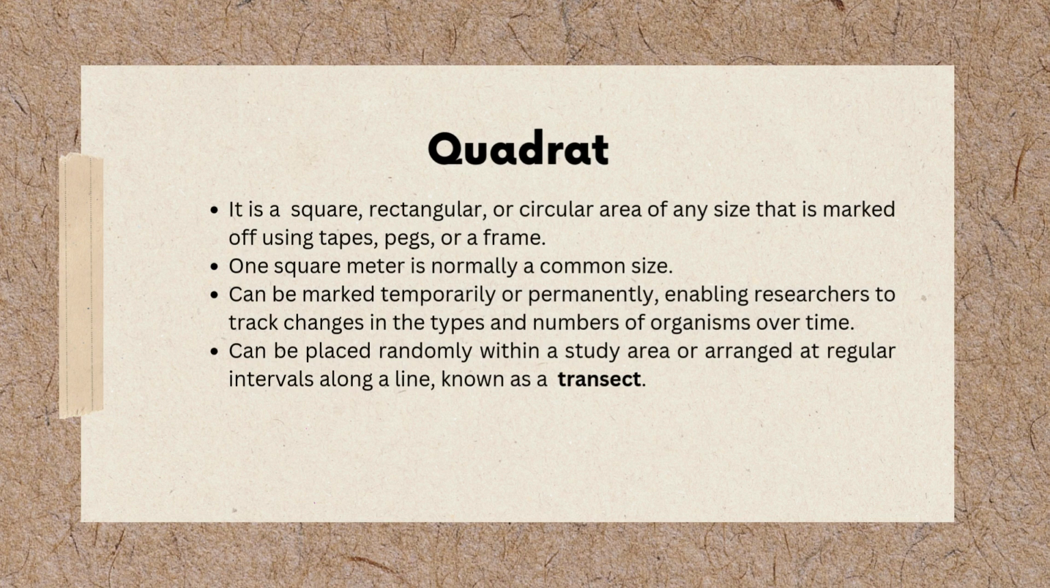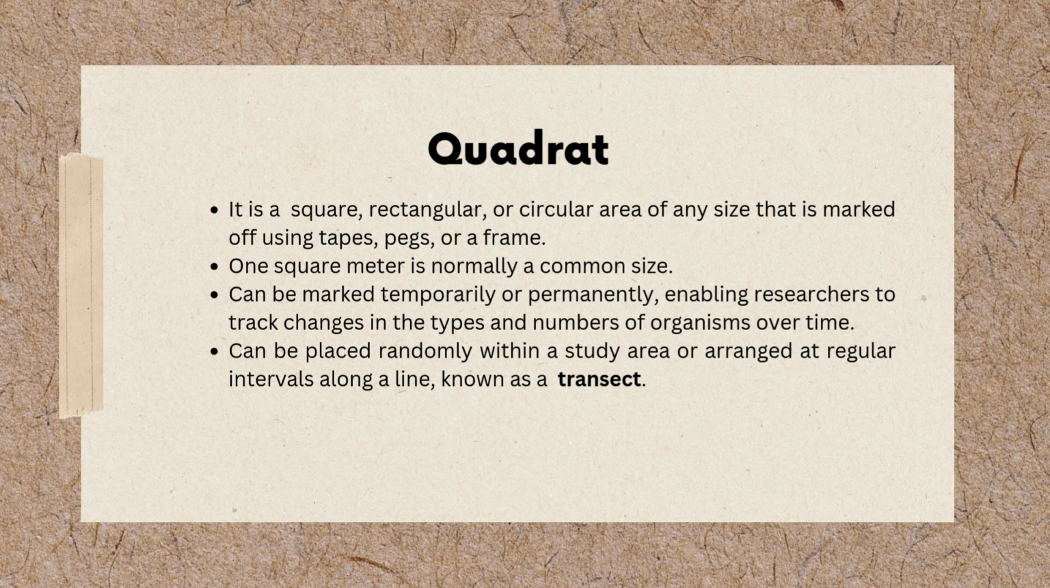Quadrats can be marked temporarily or permanently, enabling researchers to track changes in the types and numbers of organisms over time. For example, quadrats in a garden can be regularly monitored to study the growth of plants such as weeds. They can also be employed in experiments to assess the impacts of overwatering, shading, or added fertilizers, as well as to identify seeds introduced by animal manure.